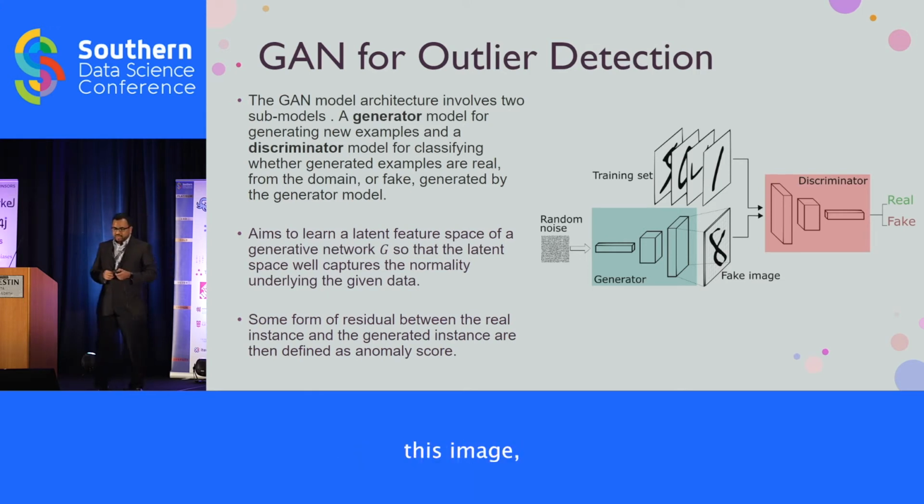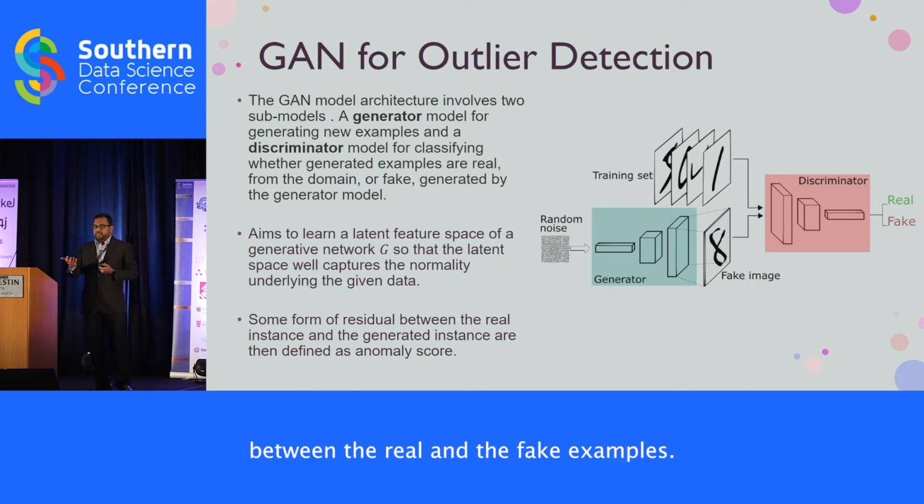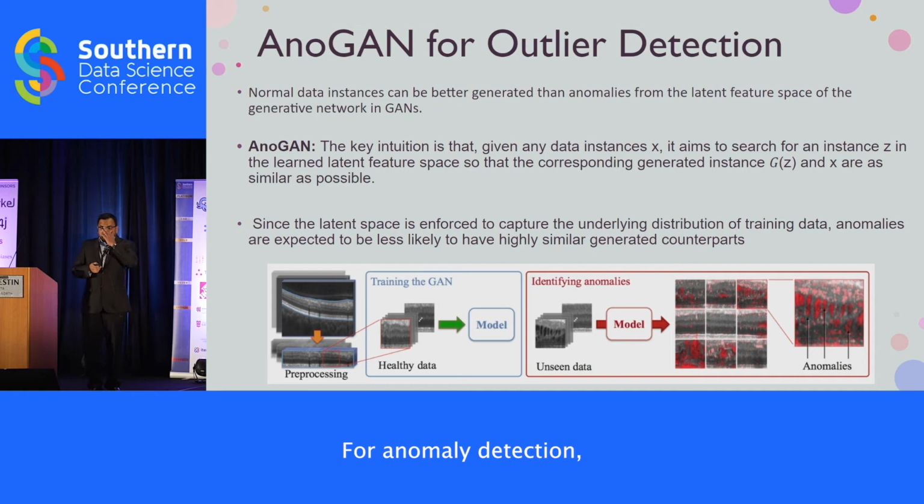As you can see in this image, there's a random noise, a generator and a discriminator, and the goal for the discriminator is to discriminate between the real and the fake examples. For anomaly detection, there are some variants of GAN which are being used. One is AnoGAN, or anomaly GAN. It is based on an assumption that normal data instances can be better generated by a GAN as compared to abnormal instances. That's the underlying assumption on which AnoGAN works.